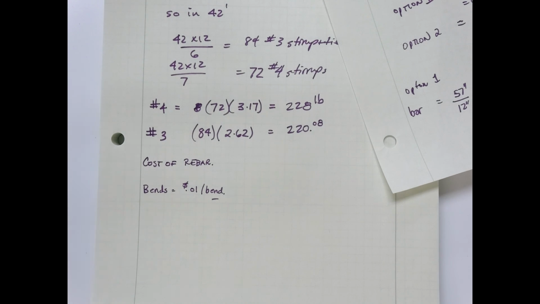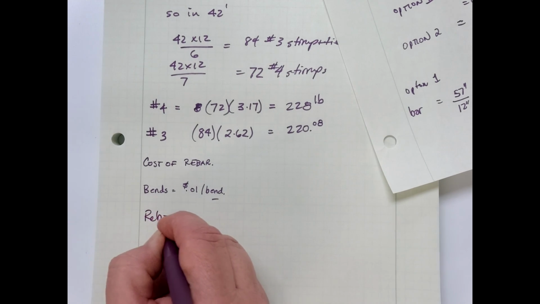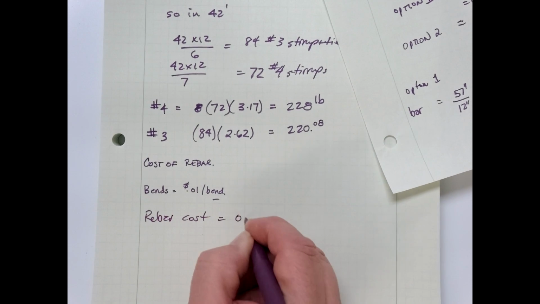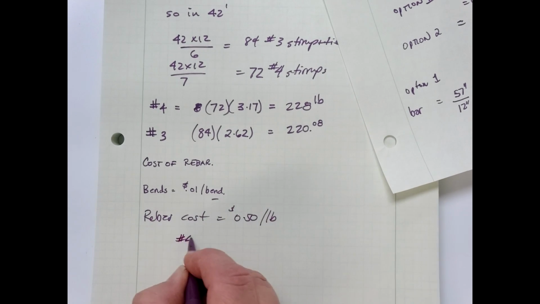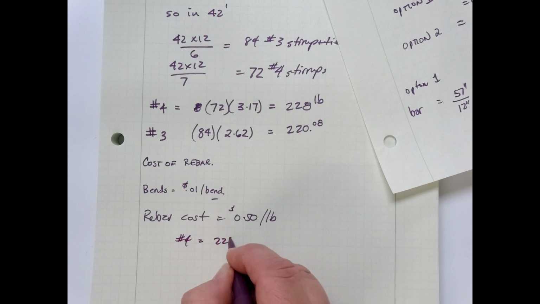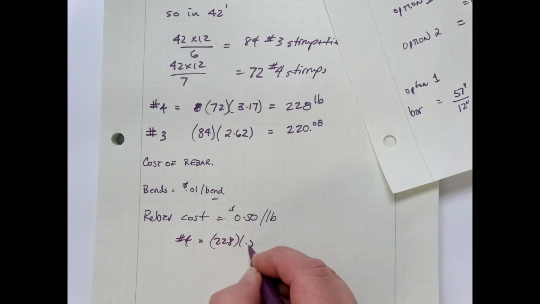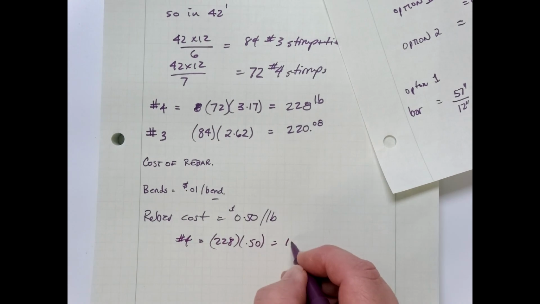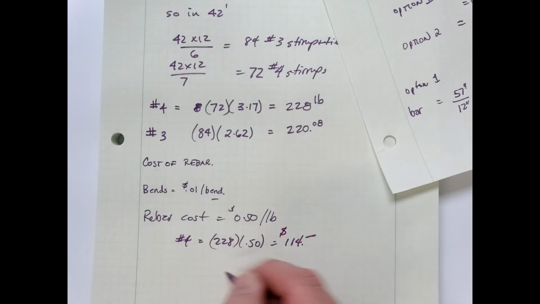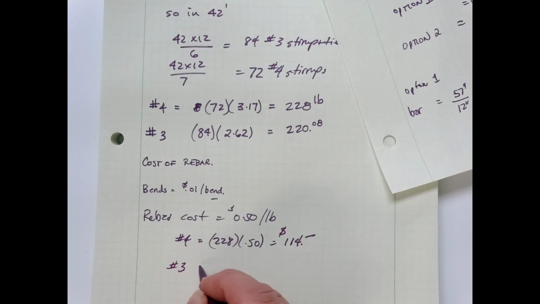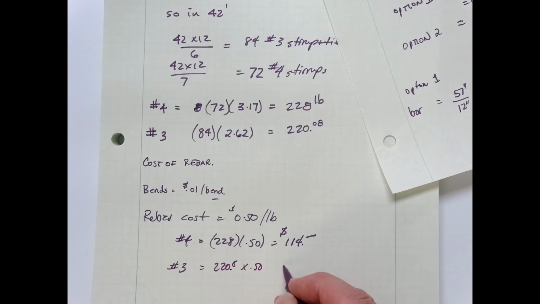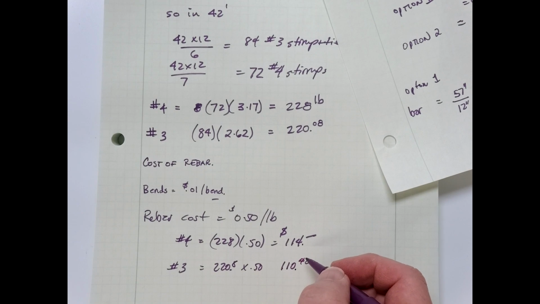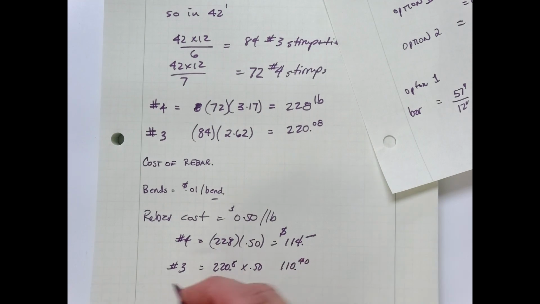So the rebar costs half a dollar a pound. So the number 4 is equal to 228 multiplied by 0.50, which is $114. The number 3 is 220.8 multiplied by half a buck a pound, is $110.40. A bend costs a cent. The steel yard tells you.